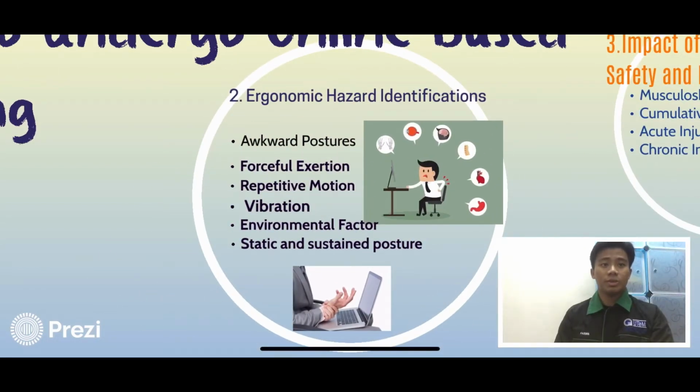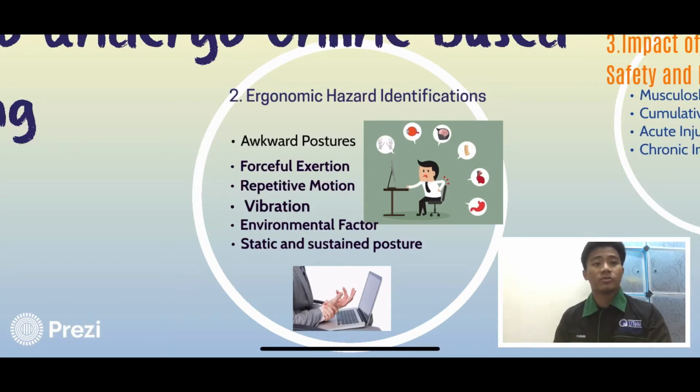Now I will explain several ergonomic hazards that can be identified. Firstly is awkward posture. Awkward posture is working with various parts of the body in bent, extended or flexed positions rather than in a straight or neutral position, and it can leave a permanent posture.